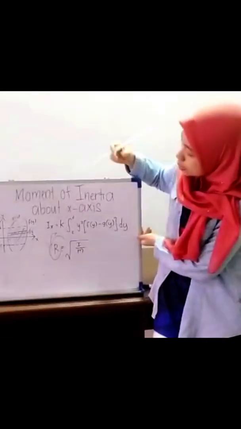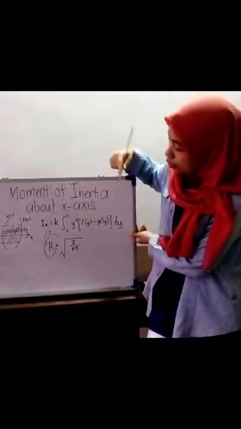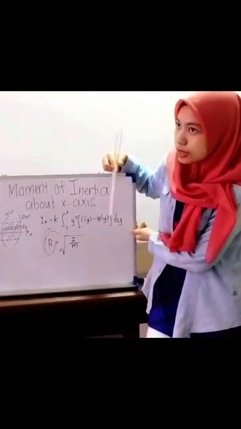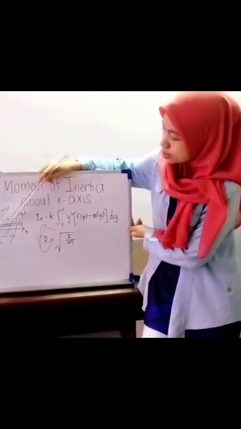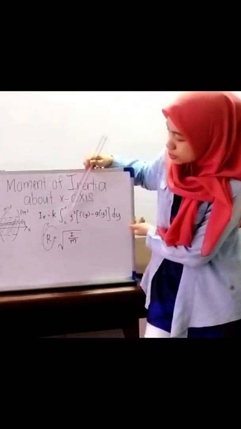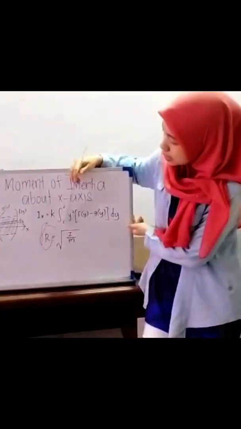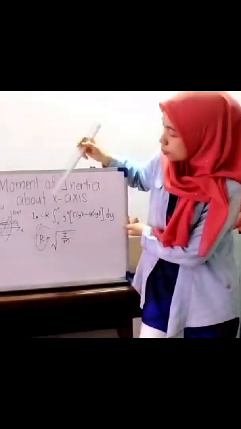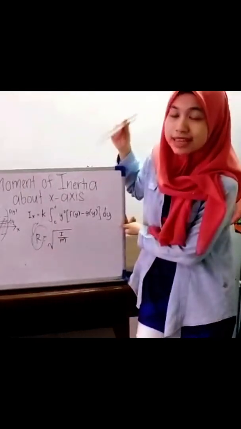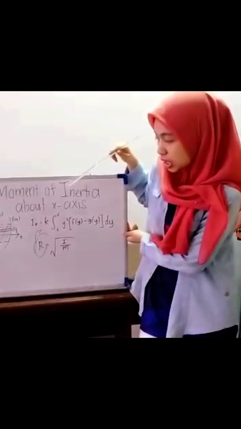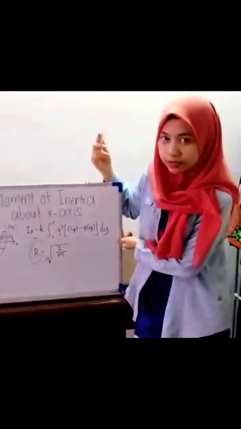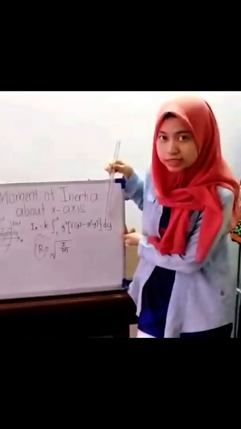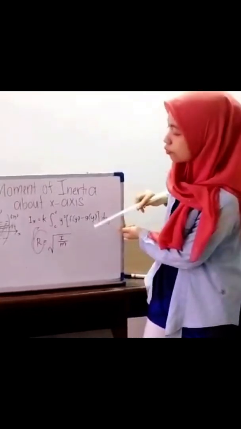And then we multiply it by the distance from the axis of rotation, which is equal to y squared, from the limits of c to d. k is a constant like before. So the moment of inertia about the x-axis is exactly the same as the moment of inertia about the y-axis, but it is just different because it is in terms of y. Before this, it was in terms of x, but right now this is in terms of y.